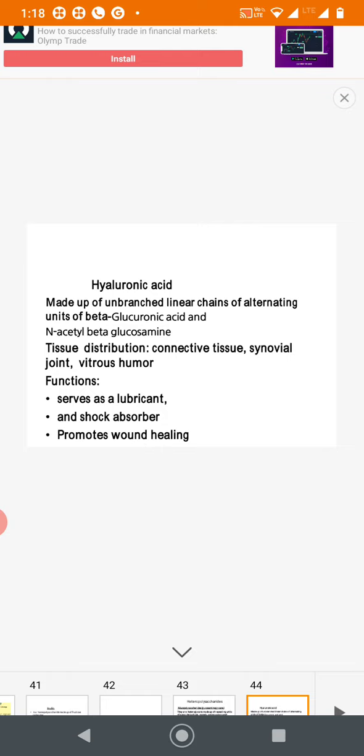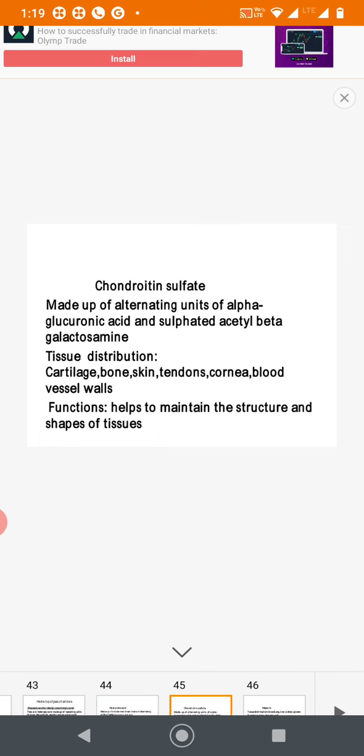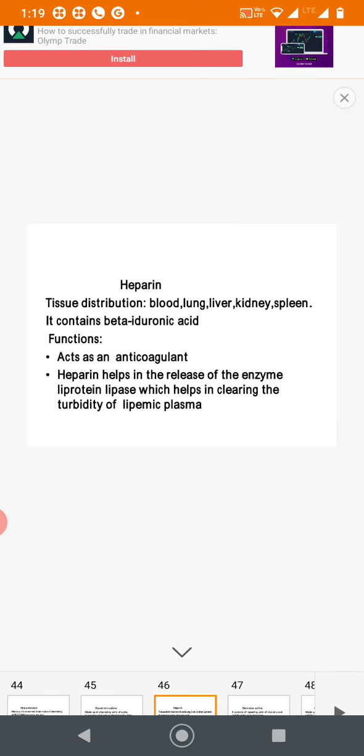If the synovial fluid is deficient, meaning there is a deficiency of hyaluronic acid, joint problems come. That is why it acts as a lubricant, as in a machine, you have seen a lubricant is required. Chondroitin sulfate is made up of alternating units of alpha glucuronic acid and sulfated acetyl beta galactosamine. It is present in cartilage, bone, skin, tendon, cornea, even blood vessels. It helps to maintain the structure and shape of cells.